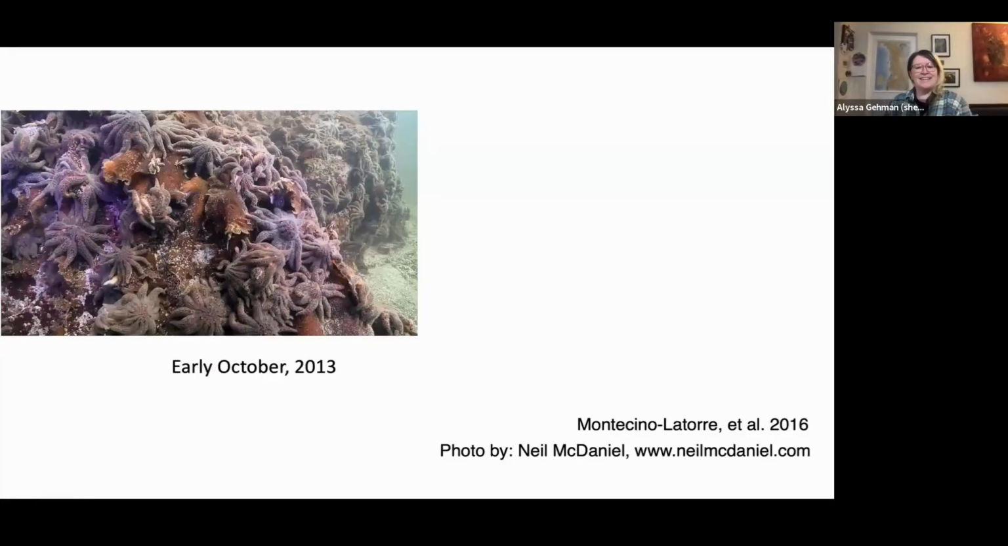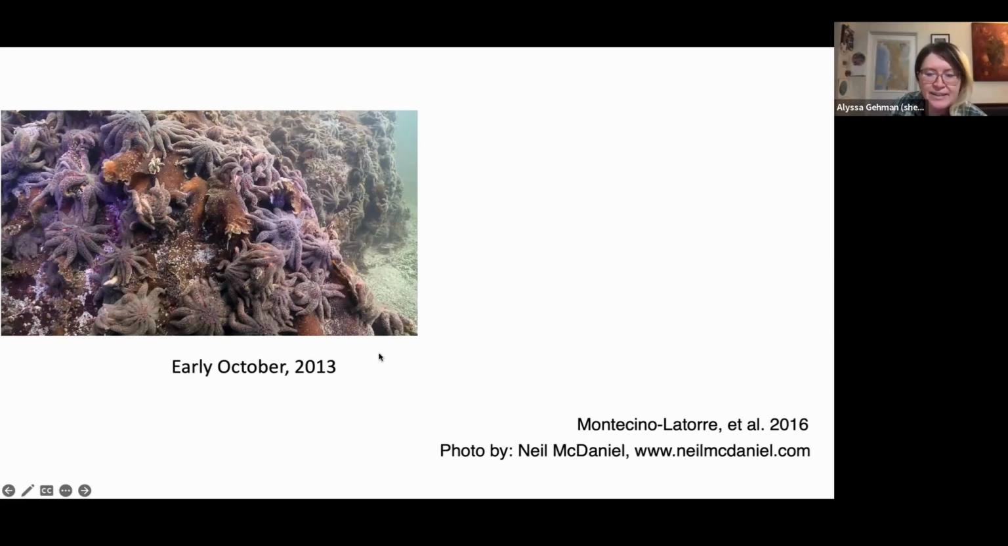So as maybe most of you know, in around 2013, we started to observe massive die-offs in sunflower stars. These are these incredible photos that were taken early in October in 2013. You can see that there's just piles of sunflower stars here. To the trained eye, there's actually some sunflower stars that look sick. Like this one here has some twisting that looks to me like it might be at the early stage of wasting in this picture. But we wouldn't have known what that meant at the time.